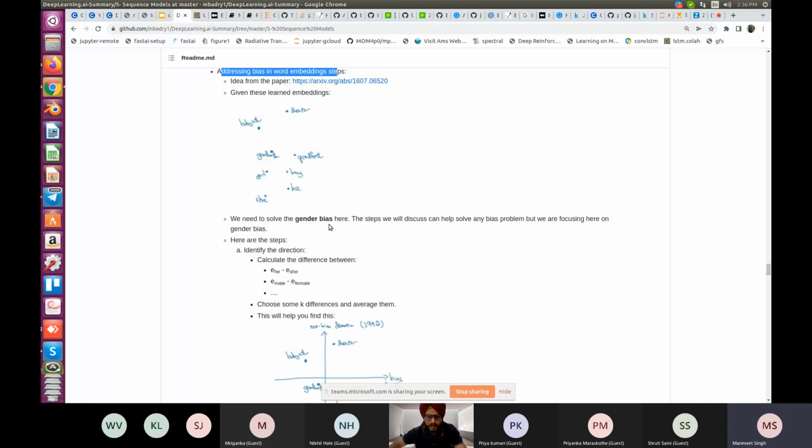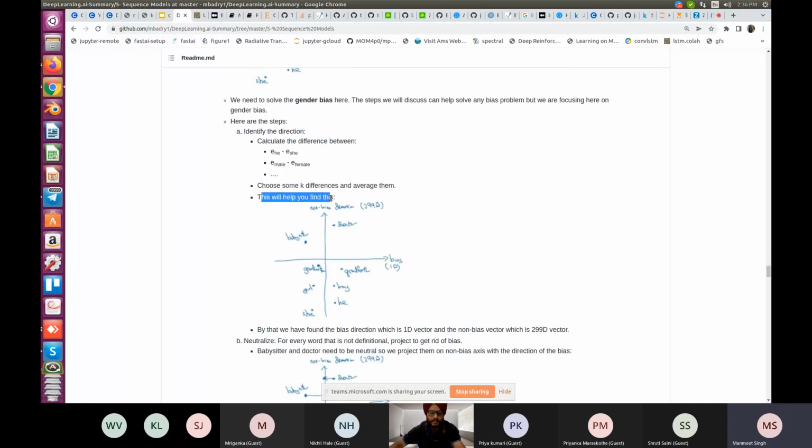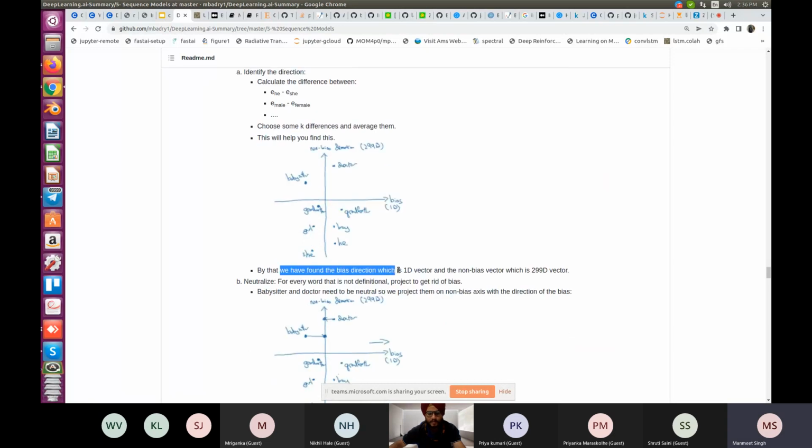The steps can be: first, identify the direction. Calculate the difference between he and she, male and female, and choose some k differences and average them. This will help you find this kind of bias. And by that you have found the bias, which is a 1D vector, and the non-bias vector, which is a 299D vector. Then you neutralize the bias.